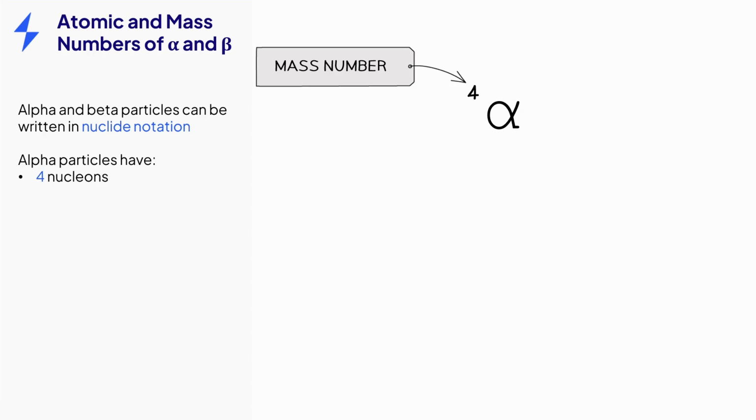Let's begin with alpha. Alpha particles consist of 4 nucleons, that's 2 protons and 2 neutrons, so the mass number is 4. Those 2 protons mean its charge is 2, and its atomic number is also 2.